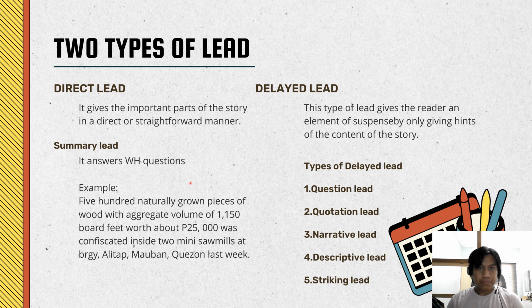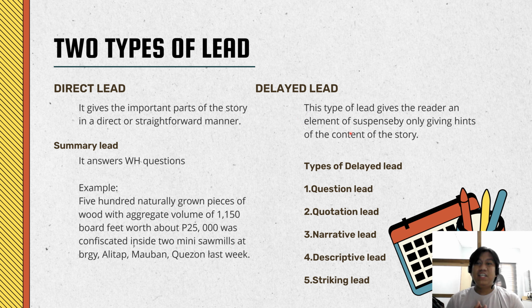Here's an example. 500 naturally grown pieces of wood with aggregate volume of 1,150 board feet worth about 25,000 was confiscated inside two mini sawmills at Barangay Alitas, Mauban, Quezon last week. Based on this example, we can see that it answers some of the W's. The what? The 500 naturally grown pieces of wood that was confiscated. Where? Inside two mini sawmills at Barangay Alitas, Mauban, Quezon. And when? Last week.